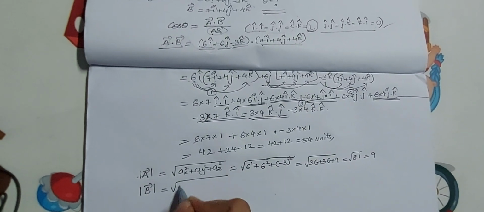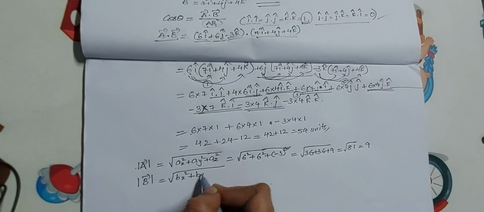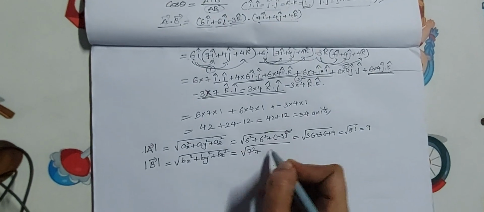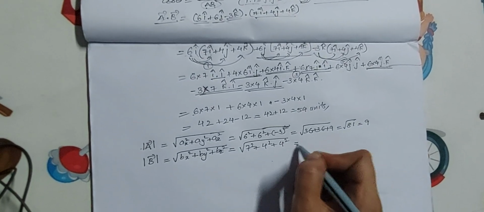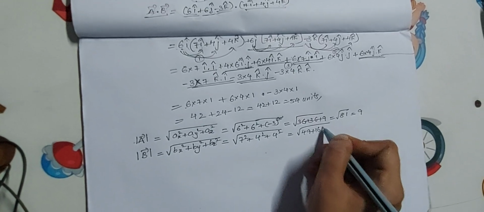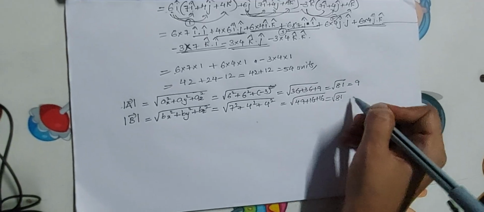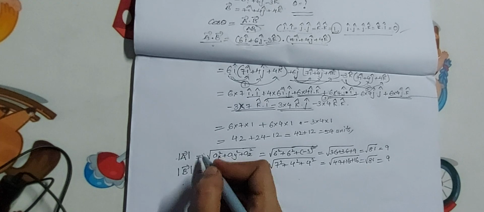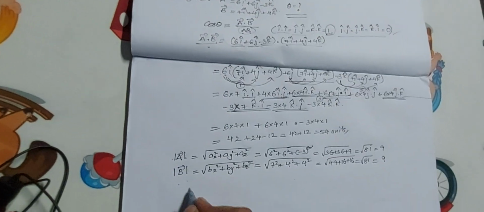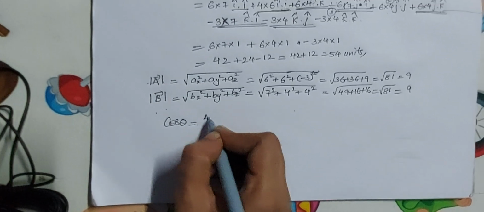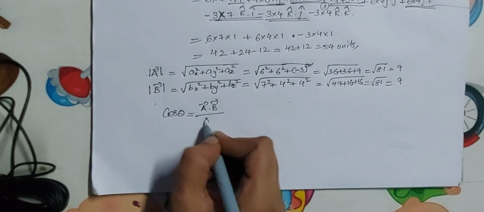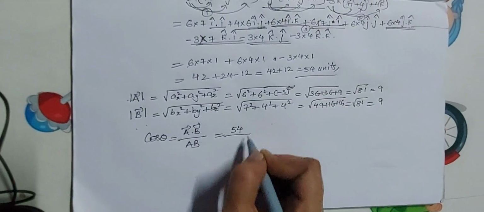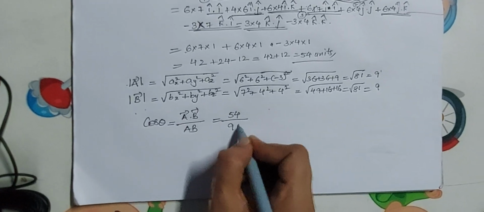In the same manner, mod b bar is equal to the root of bx square plus by square plus bz square. It is the root of 7 square plus 4 square plus 4 square, which is 49 plus 16 plus 16. It is also root 81, so we got 9. Finally we have a bar dot b bar and the magnitudes of a and b. So now substitute in the formula: cos theta is equal to a bar dot b bar by ab. In a bar dot b bar, we got 54. Let us substitute the same thing here, and the magnitudes are 9 into 9.